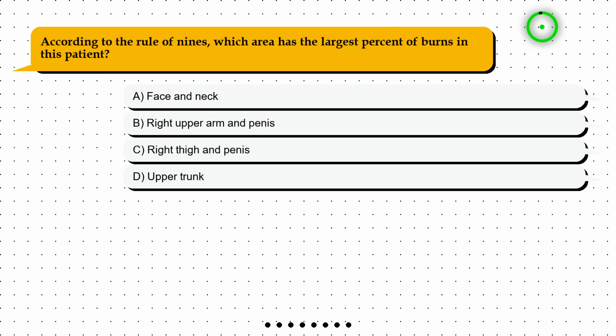Question 8. According to the rule of nines, which area has the largest percent of burns in this patient? Option A. Face and neck. Option B. Right upper arm and penis. Option C. Right thigh and penis. Option D. Upper trunk.